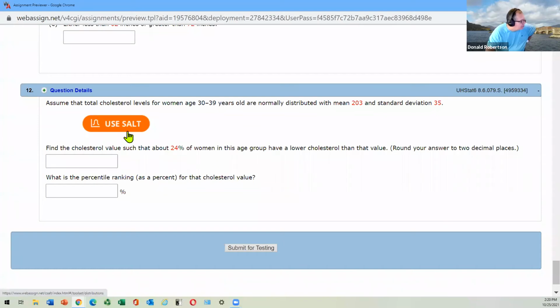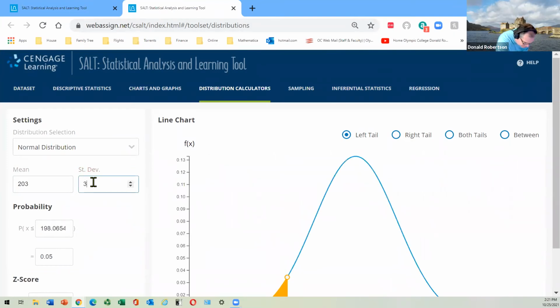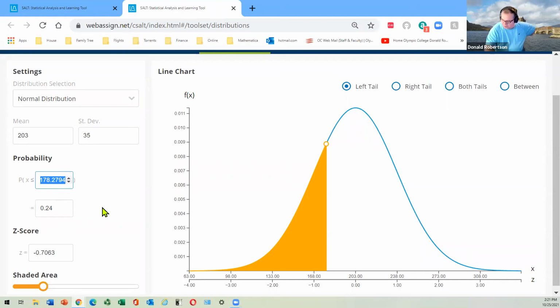Now, what on earth does that look like? 24% lower. Let's show you. Okay, bring it over here. Normal distribution, 203. Standard deviation, 35. Less than. But they are not telling us this number and asking us to find the probability. They're actually telling us the answer, 24. And there's the number. You can put the percentage in and it'll tell you the value. So it works both ways.